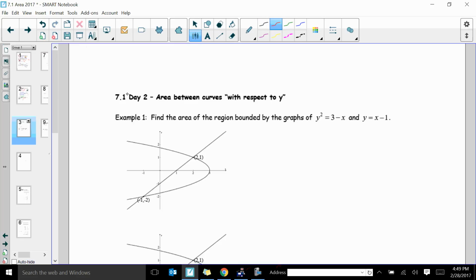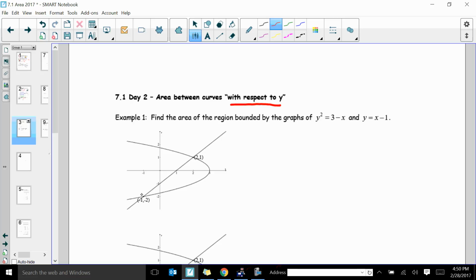Okay, so the second day, we're going to talk about something in this phrase with respect to y is going to pop up. But before I tell you what that is, I'm going to show you why we need something new. So here's an example one. It says, find the area of the region bounded between these two graphs.